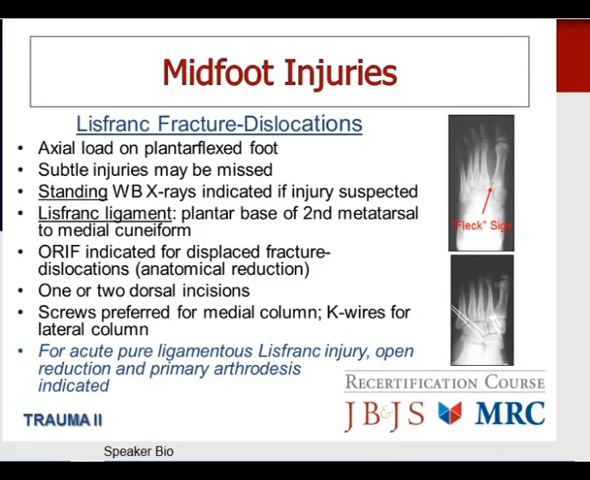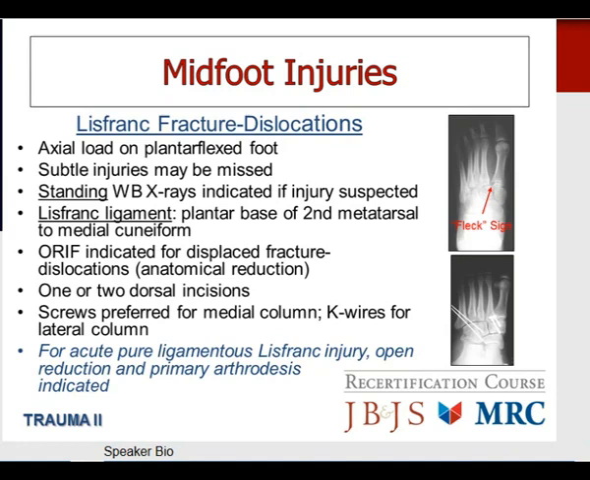Finally, now to talk about midfoot injuries. Lisfranc fracture dislocations typically occur with axial load on a plantar flexed foot. Subtle Lisfranc injuries can be missed. If you suspect that the patient has a Lisfranc injury and the plain films are negative, then standing weight-bearing x-rays are indicated. The Lisfranc ligament itself runs from the plantar base of the second metatarsal to the medial cuneiform.